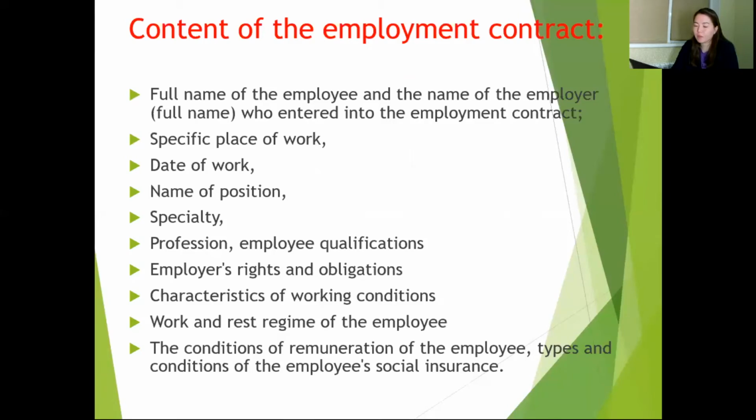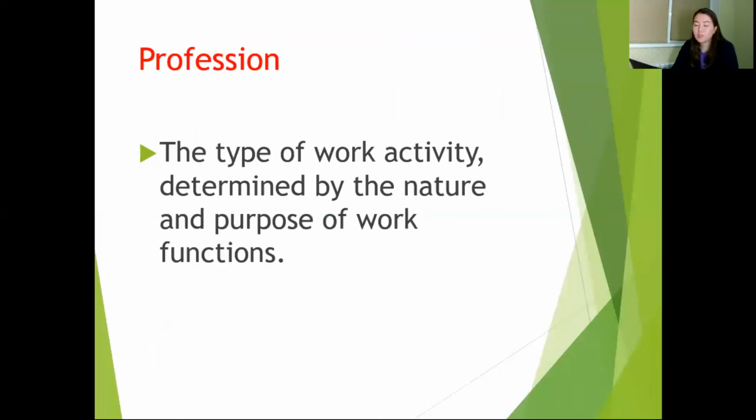When we come to work, we always sign the employment contract. These are the things which need to be included into the employment contract. At first, full name of the employee and the name of the employer who entered into the employment contract. Specific place of work, date of work, name of position, specialty, profession, qualifications, rights and obligation, characteristics of working conditions, work and rest regime of the employee, the conditions of remuneration of the employee, types and conditions of the employee's social insurance. What is profession?